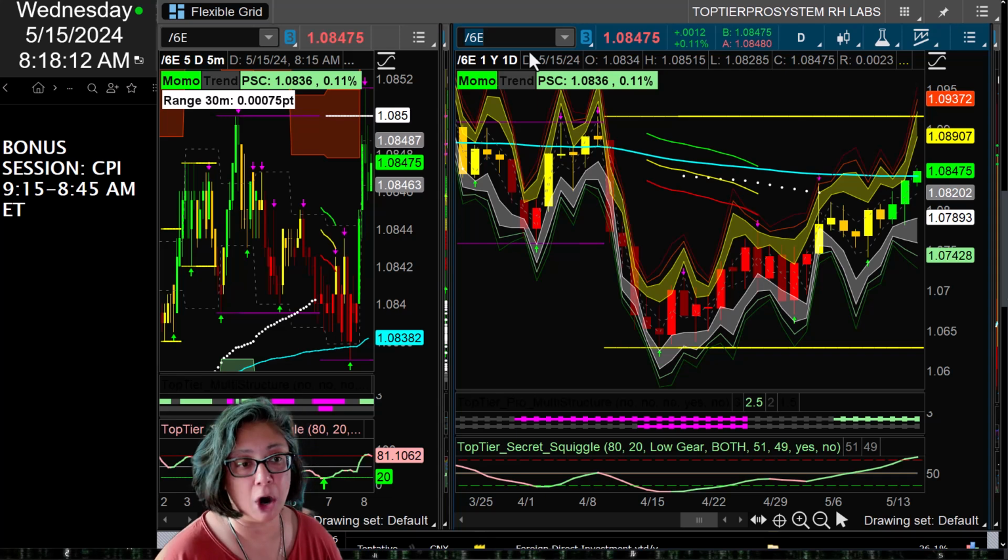Yes, better than the dollar index futures themselves, better than the UUP, better than the DXY, because those are baskets. Those are baskets of currency. This is the most direct view of the dollar.